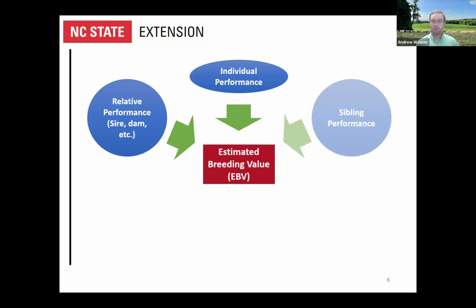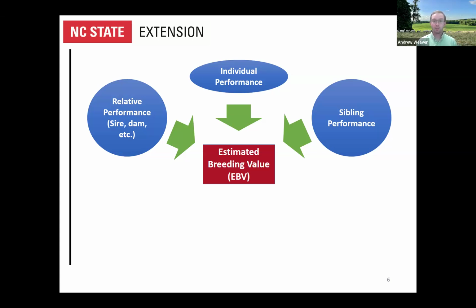Sibling performance. So what about full sibs, half sibs? If I use a ram in our flock and then we take that ram and we use them in a different flock, there's going to be half siblings born in two different flocks, two different contemporary groups, two different environments. And now that's going to create a linkage between those flocks that allows for genetic comparisons between individuals in those flocks and a better prediction of those estimated breeding values.